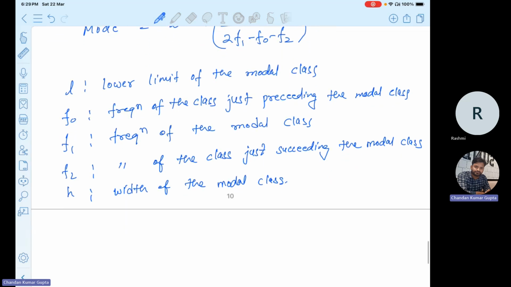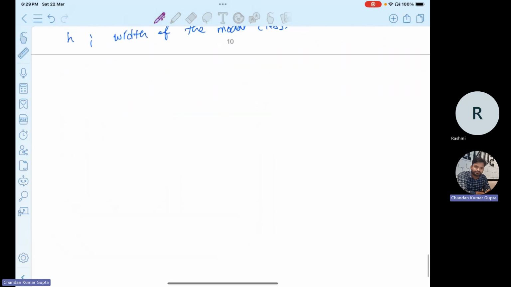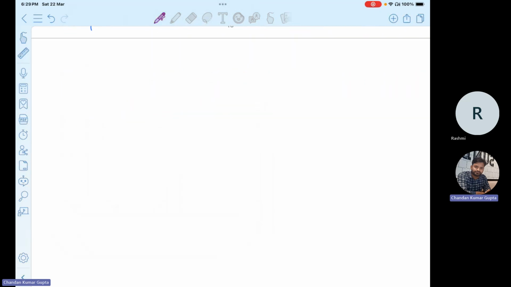Also, we have one empirical relationship, just an empirical relationship. We can use it as a remark as well.